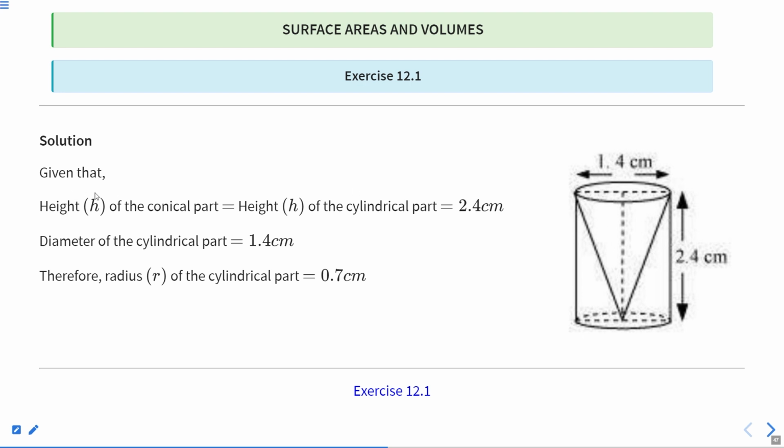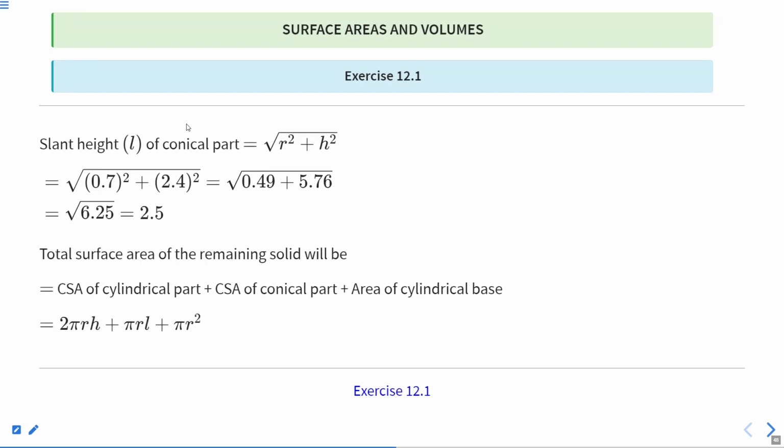Here it is given that the height of the conical part h is equal to the height of the cylindrical part, that is given to us as 2.4 centimeter. Diameter of the cylindrical part is 1.4 centimeter, therefore the radius of the cylindrical part is equal to 0.7 centimeter. And now slant height l of the conical part is equal to square root of r square plus h square, that is equal to square root of 0.7 square plus 2.4 square, that is equal to square root of 0.49 plus 5.76, and this is equal to square root of 6.25, and this is equal to 2.5.